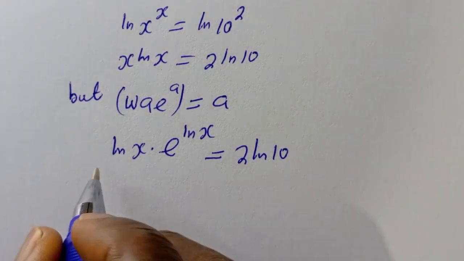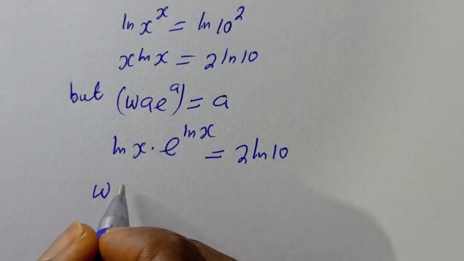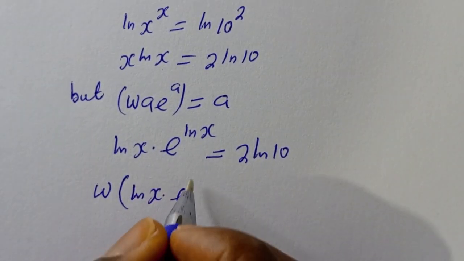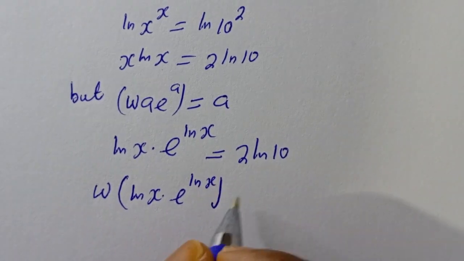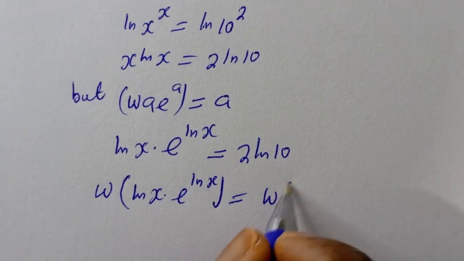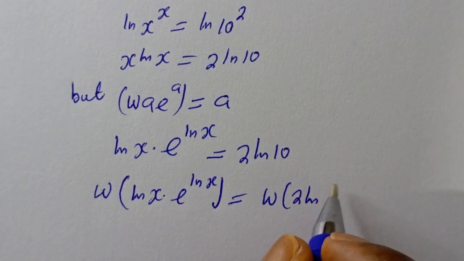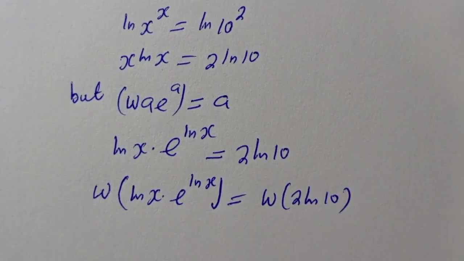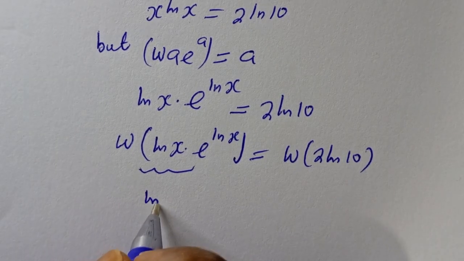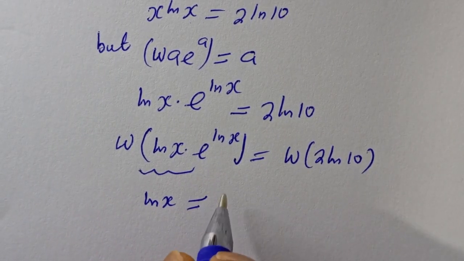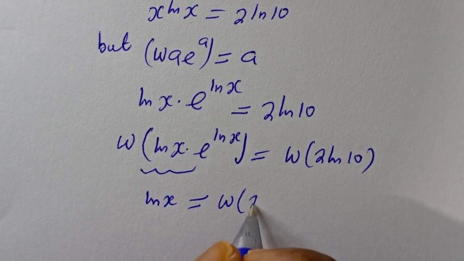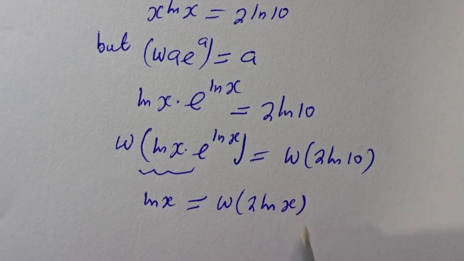Then we can introduce W to both sides. We have W of bracket ln of s multiplied by e raised to ln of s is equal to W of bracket 2 ln of 10. Then from here, ln of s is equal to W of bracket 2 ln of 10.